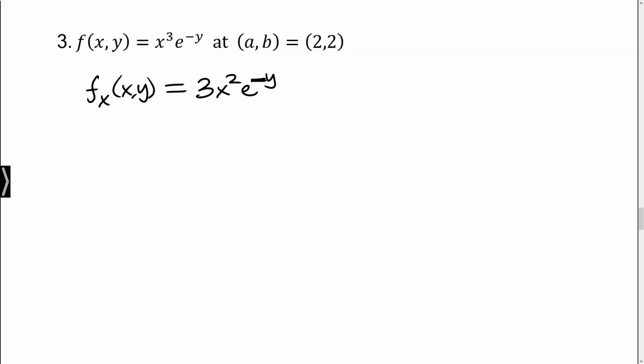And then for the other way, the partial of f with respect to y, I need to just differentiate the e to the minus y. So that'll be e to the minus y, but then I pick up another minus sign, so minus x cubed e to the minus y.